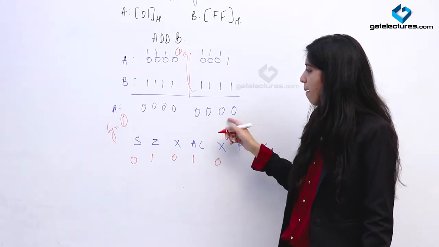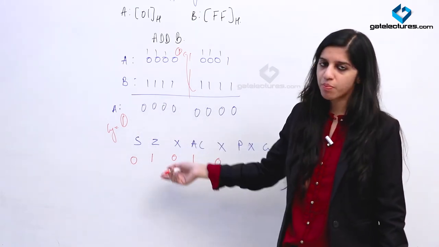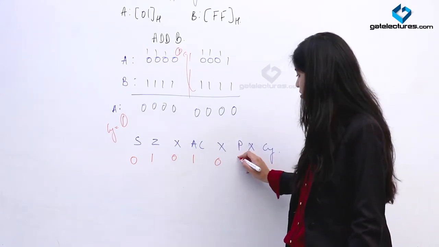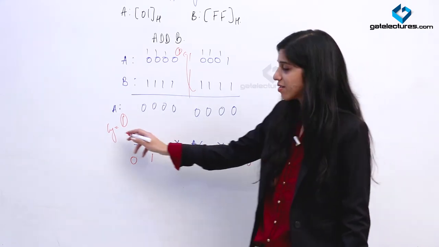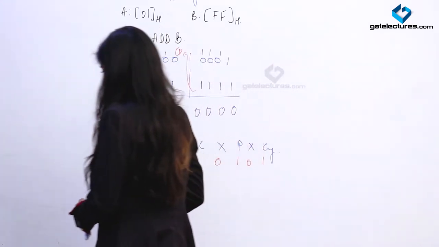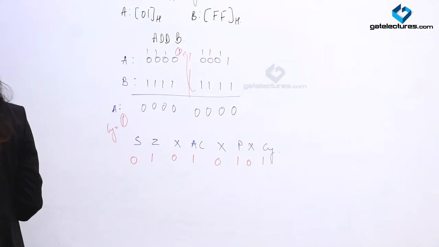This is 0. Parity: see, there are zero 1s, or we can say an even number of 1s present in the result, so this is even parity. This is going to be 1, 0, and since a carry has occurred, this is going to be 1. So as you read this number, just read what it is.